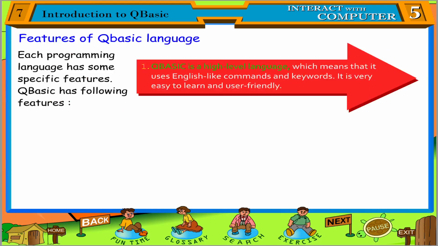Features of QBasic language. Each programming language has some specific features. QBasic has the following features. 1. QBasic is a high-level language, which means that it uses English-like commands and keywords. It is very easy to learn and user-friendly.